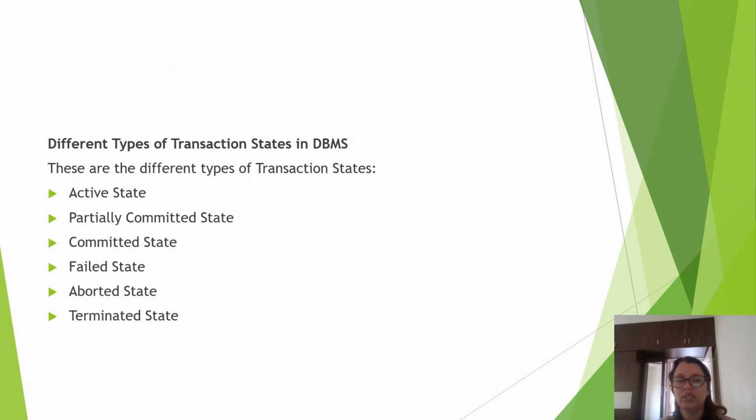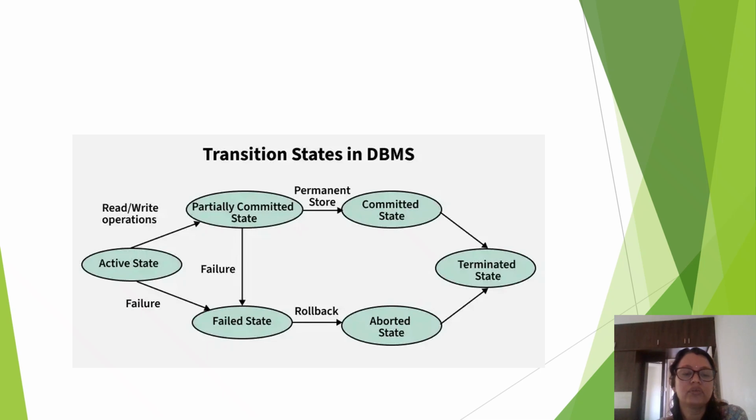Now I will be explaining the different types of states in a transaction. There are 6 states in a transaction. One is the active state, second is partially committed, third is the committed state, fourth is the failed state, fifth is the aborted state, and the last one is the terminated state. I will explain all these states with an example. The first one is the active state. When the transaction begins, it goes to the active state.